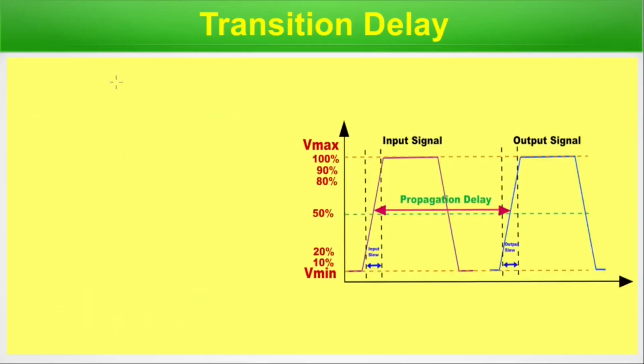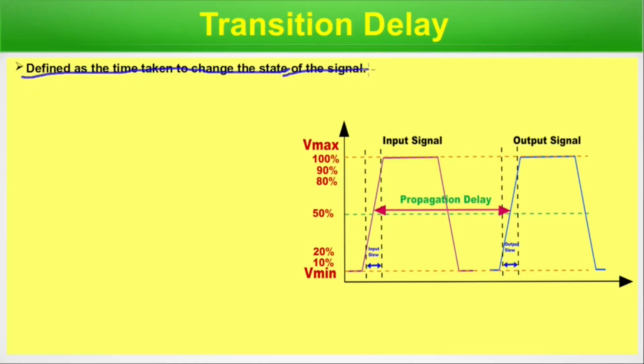Transition delay. This is the diagram, defined as the time taken to change the state of the signal. That is, this is the minimum value, this is the maximum value. In digital we say this is a 0 and this is 1. So the 0 to 1 transition is taking some finite time. Again from 1 to 0 also it's taking some time, that is transition time for a signal.